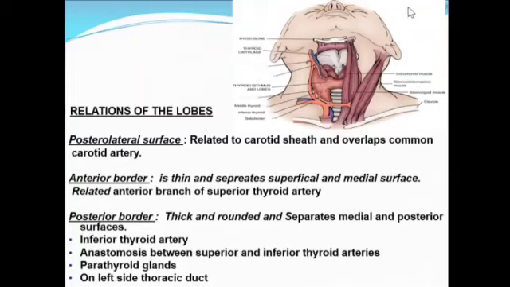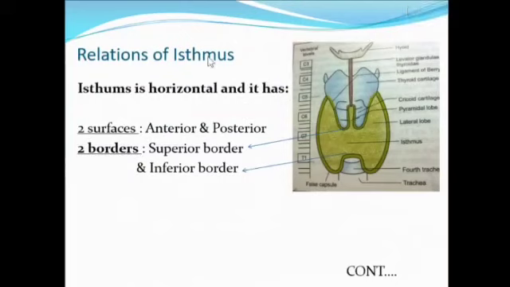Now we'll see the relations of the isthmus. In the diagram you can see the isthmus is horizontal and it has two surfaces and two borders. Two surfaces: anterior surface and posterior surface.